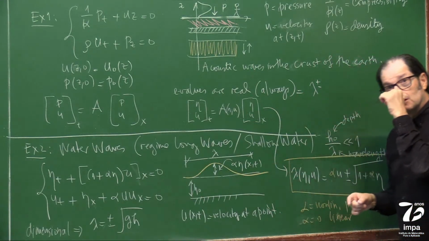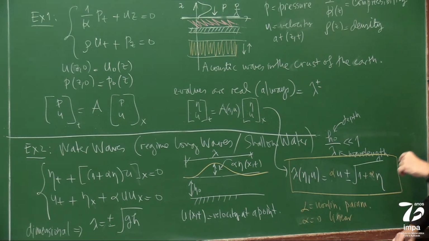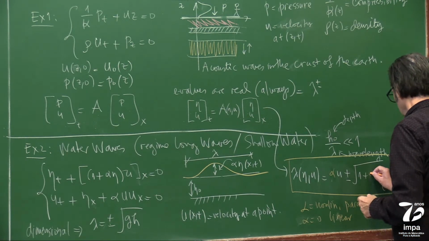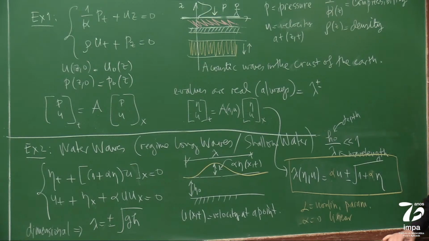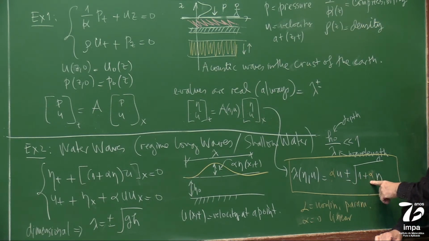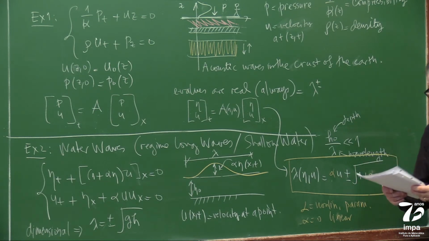But then, when nonlinearity comes in, the speeds can change. Okay? The speeds can change. All right? And I can have maybe a positive and a negative eigenvalue. Okay? Or maybe even I can have two of the same sign.